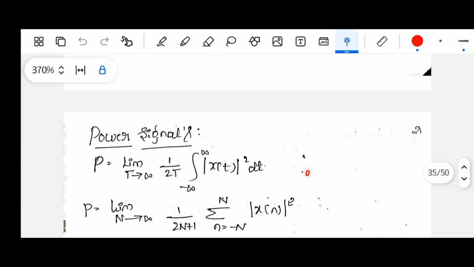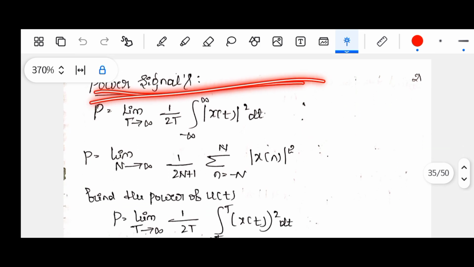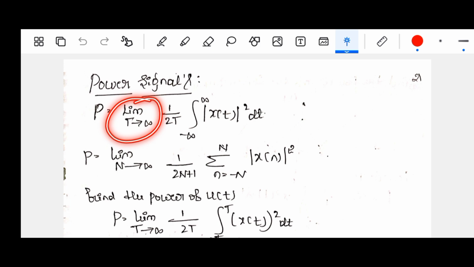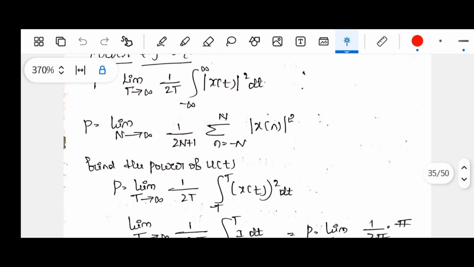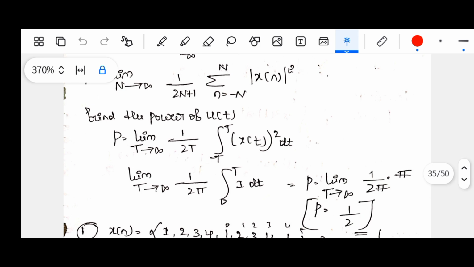Let's see the power signals. What are the power signals? We know the formula: P is equal to the limit as T tends to infinity of 1 by 2T times the integration from minus infinity to plus infinity of mod of x of t whole square dt. For discrete signals, P is equal to the limit as N tends to infinity of 1 divided by (2N plus 1) times the summation from n equal to minus N to N of mod of x of n whole square.